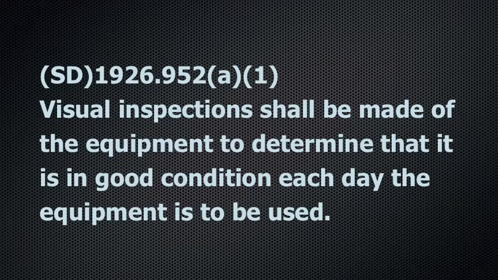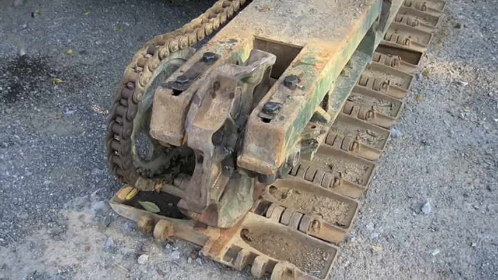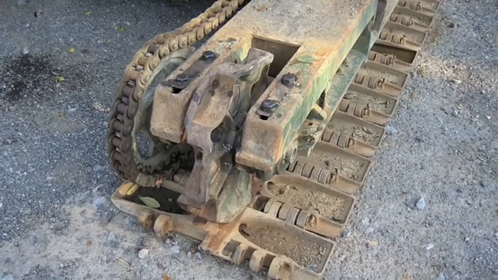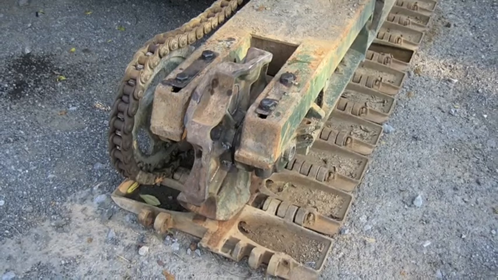Section A1. Visual inspections shall be made of the equipment to determine that it is in good condition each day the equipment is to be used. Here is a broken track on a dozer. This is just one of the many things to look for on a construction site while inspecting the equipment every day.